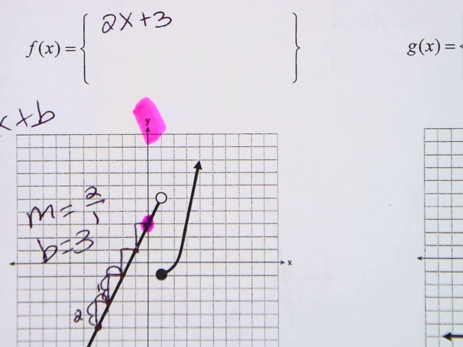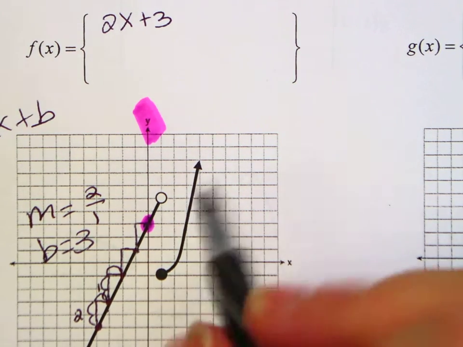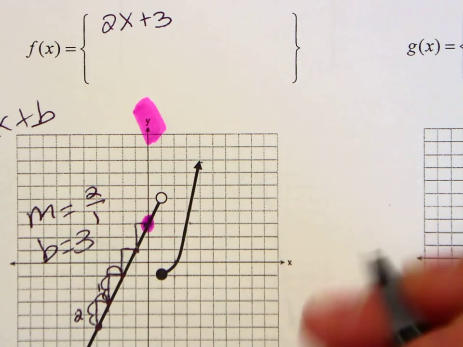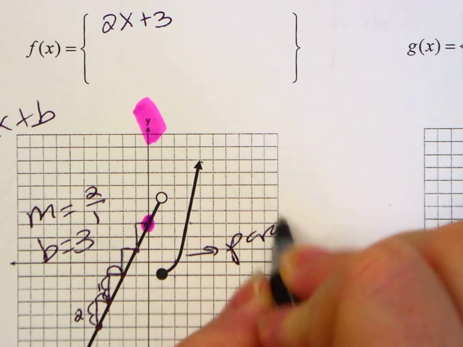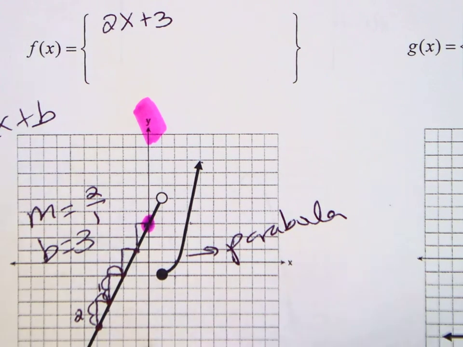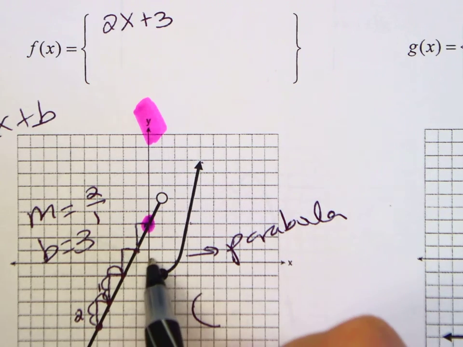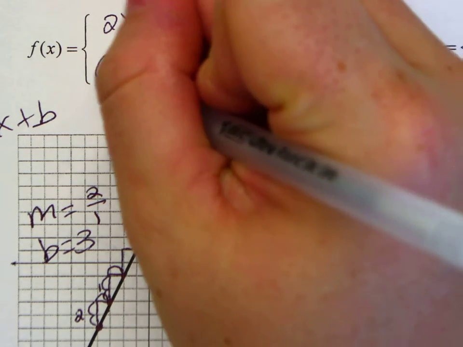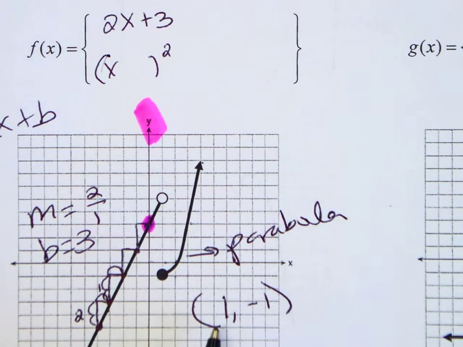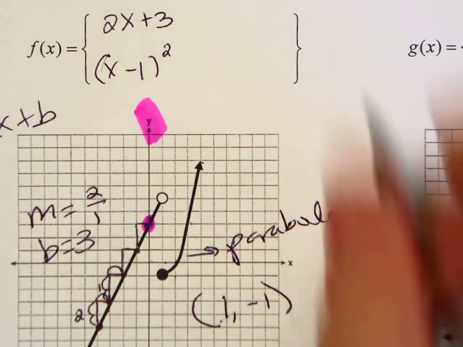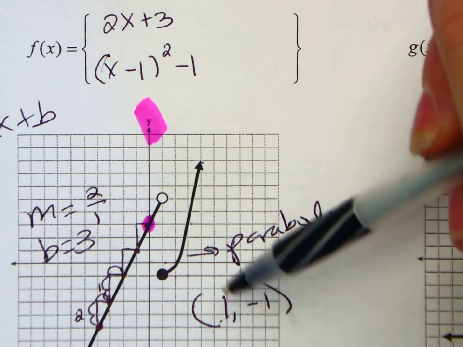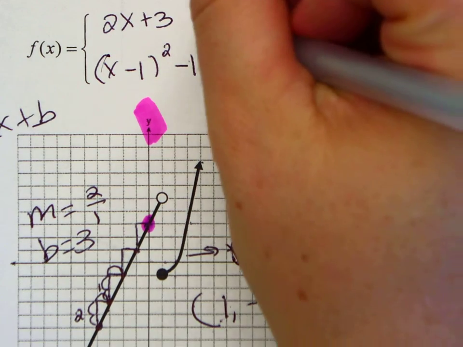Now, how about this other equation? What is this a graph of? It's a parabola. Over 1 up 1, over 2 up 4, over 3 up 9. So it's a parabola. What is the vertex of the parabola? What is this point right here? It's (1, negative 1). So remember, when you have a parabola, it's x minus h, squared. Change the sign of the inside, so this becomes negative 1. The outside stays the same.